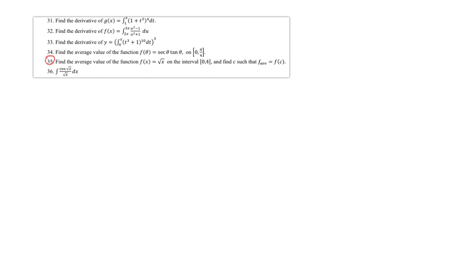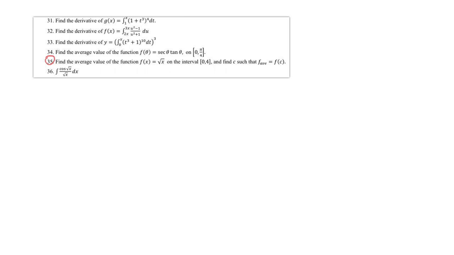Okay, so problem number 35 essentially is asking the same thing as problem number 34, except they're asking for one more step. So first of all, they're asking for the average value of the function similar to problem number 34. Now that's going to give you a y value, okay? However, in this problem, they're also asking for what's the x value that corresponds with that y value.